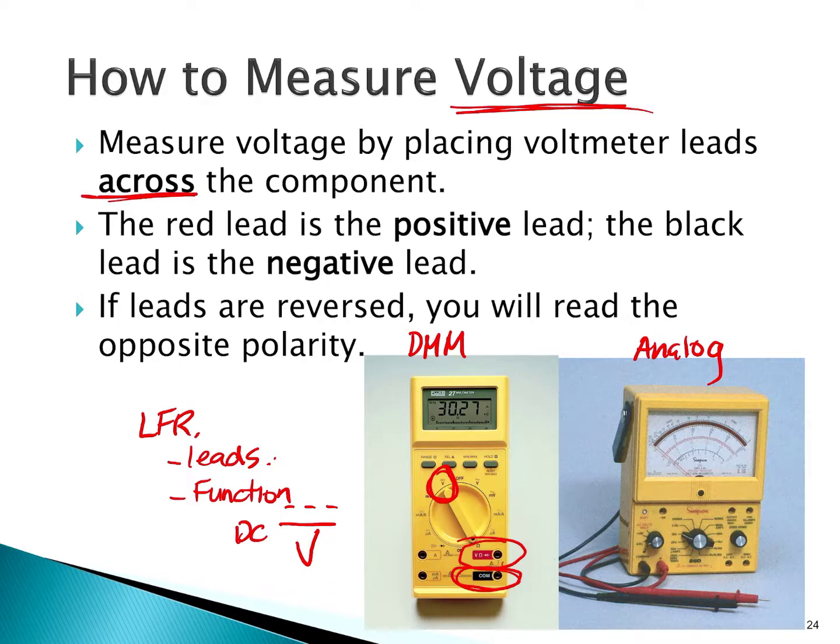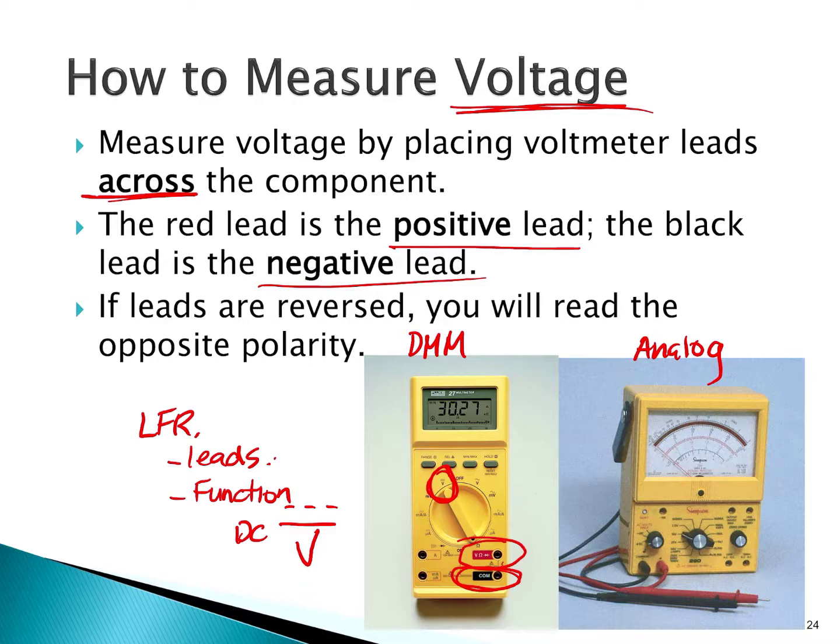A common term used with voltage is to say the voltage across the supply or the voltage across the load, always on either side of the load. Where you're going to see the pressure difference is on either side of a load or either side of a source. The red lead is the positive lead, the black lead is the negative lead, and if the leads are reversed, you get the opposite polarity.